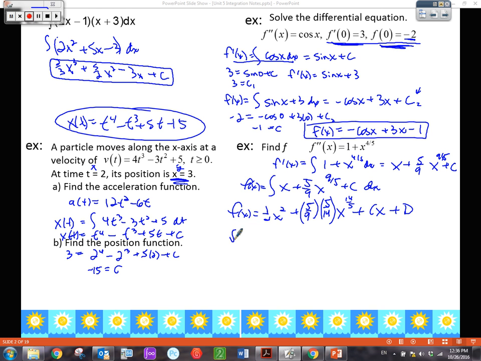Okay, so let's do one more step where we clean it up. So I have 1/2 x squared plus 25 over, let's see, 9 times 14 is 126, x to the 14/5 plus cx plus d. Okay, how are we? And that is a 6. All right, great.